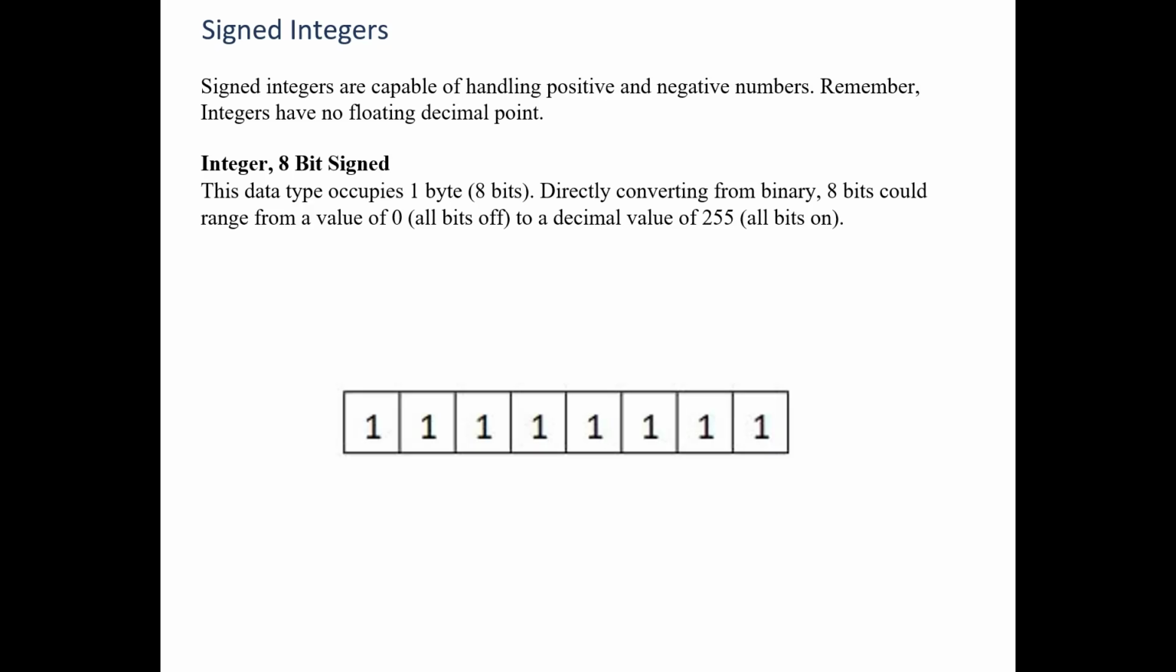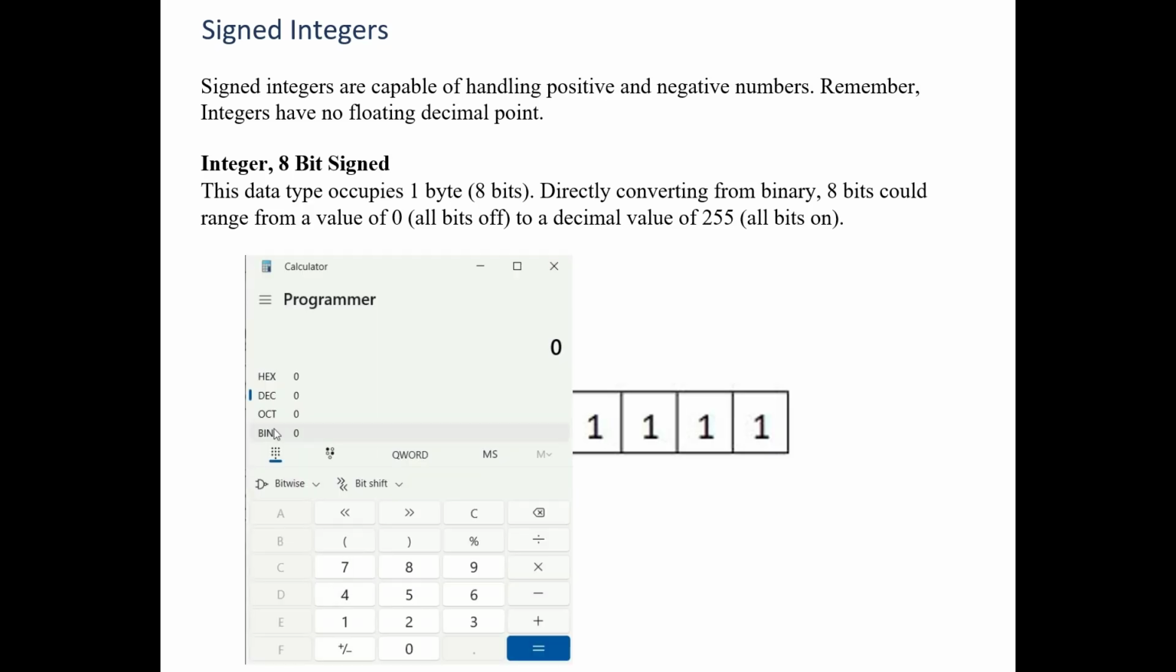We know how to convert from binary, and we know that 8 bits could range from a value of 0 when all bits are 0 to a decimal value of 255 when all bits are at 1. But signed integers need to express negative values as well. So how are we going to do that?